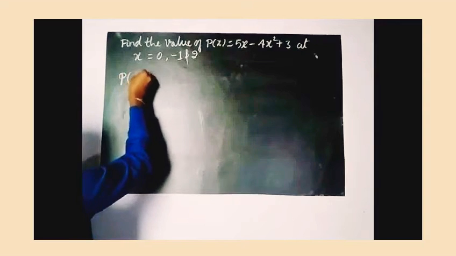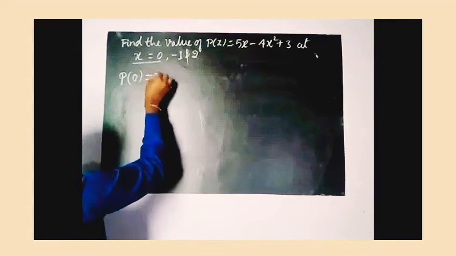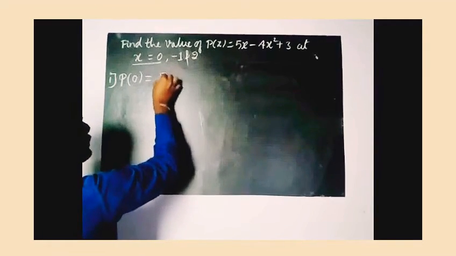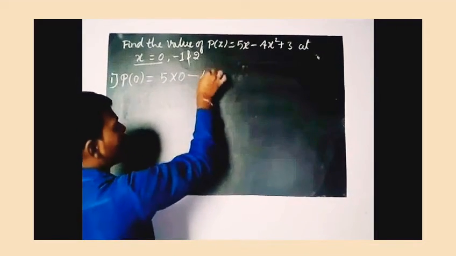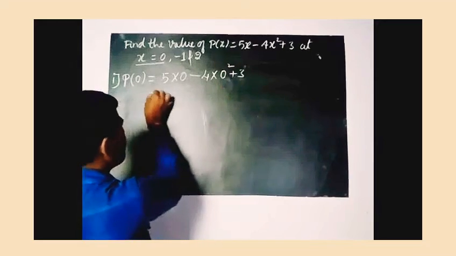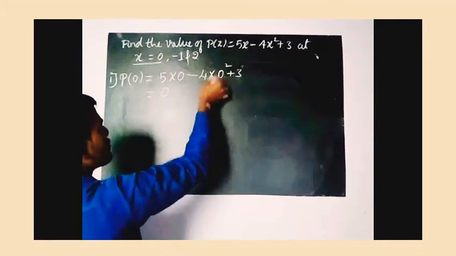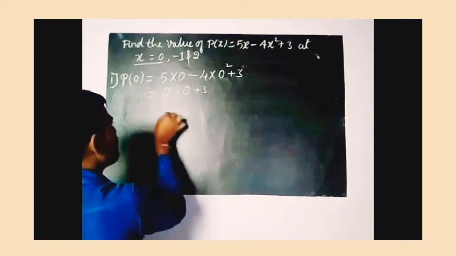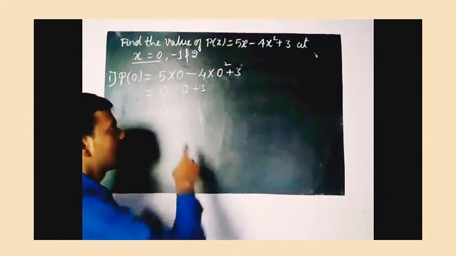P of x, first we have to consider x is equal to 0. P of 0 is equal to 5 into 0 minus 4 into 0 square plus 3. What will be the value? 5 into 0 is 0, minus 4 into 0 is 0, plus 3 is the value of the polynomial. When x is equal to 0, the value of the polynomial is 3.